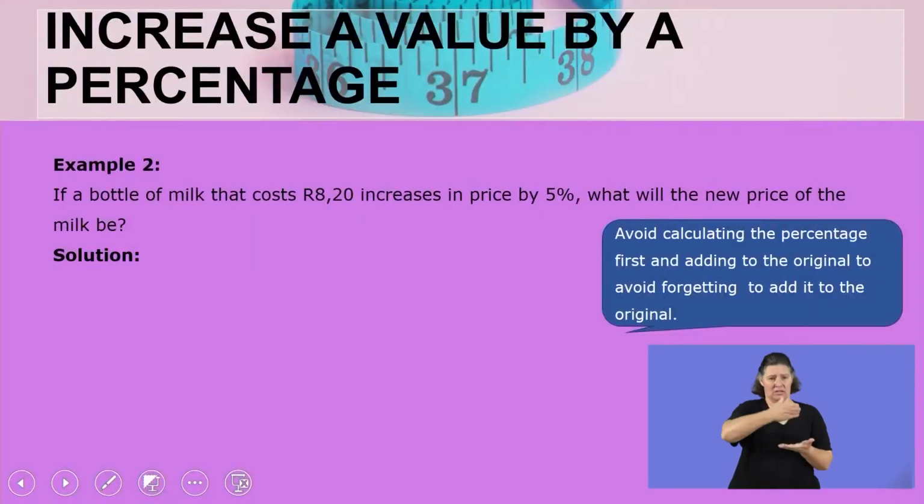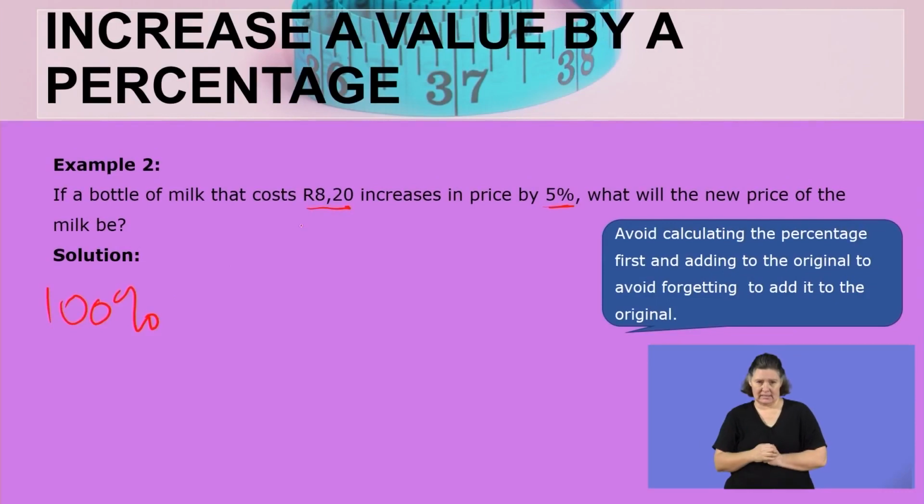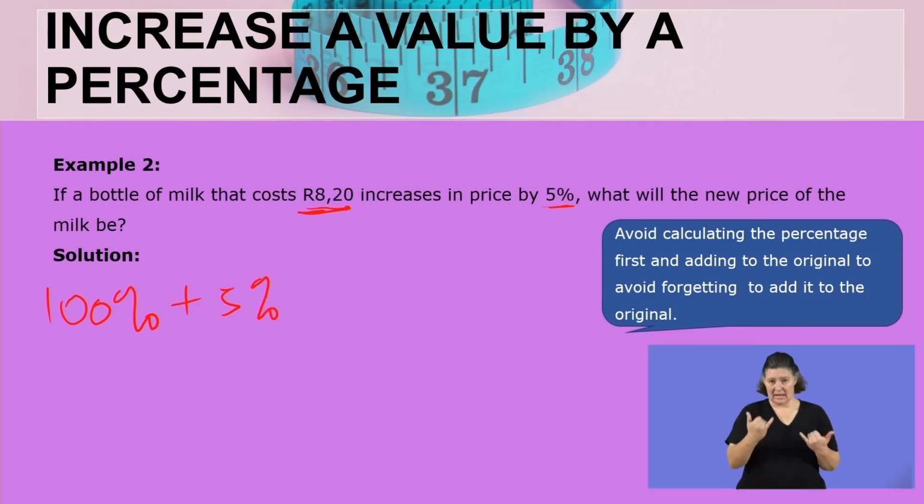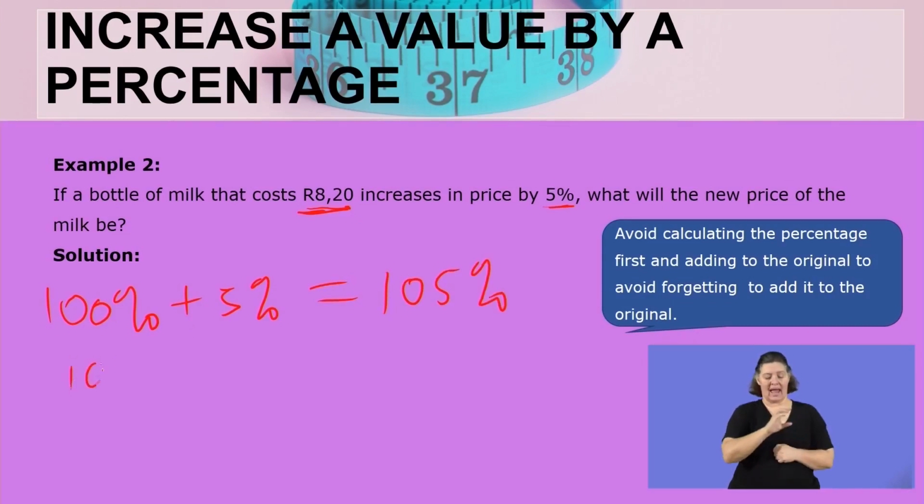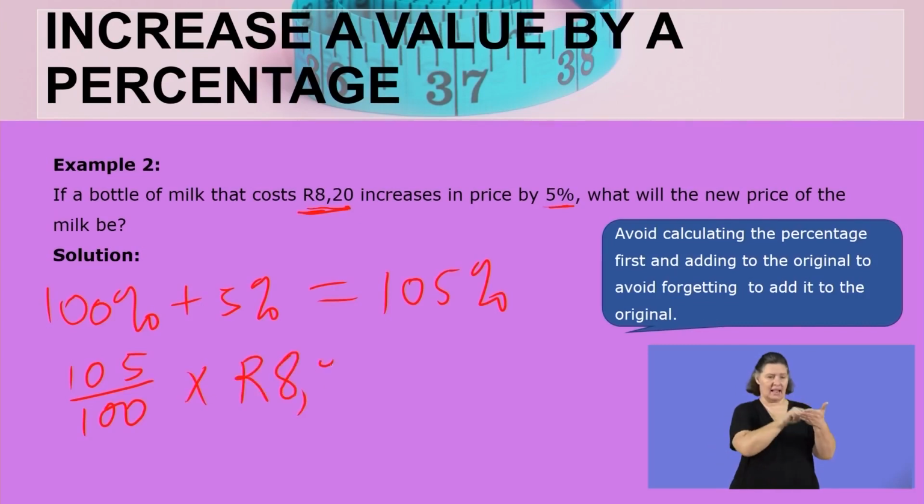The next example: if a bottle of milk that costs 8 rand 20 increases in price by 5%, what will the new price of the milk be? So now, let us calculate the new price of the milk. Firstly, remember, this price is 100%. So if it is 100% and we add 5%, then 100 plus 5 is going to be 105%. Then 105 divided by 100, we multiply it by 8 rand 20.